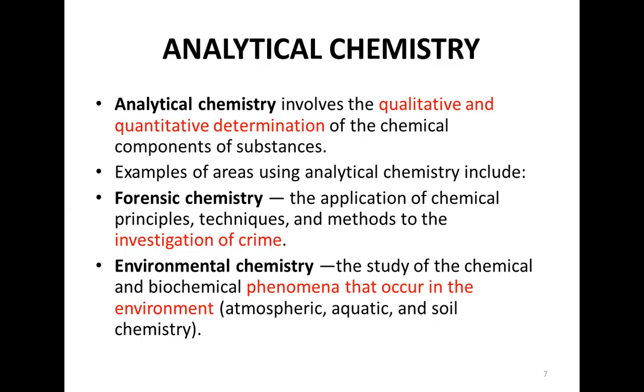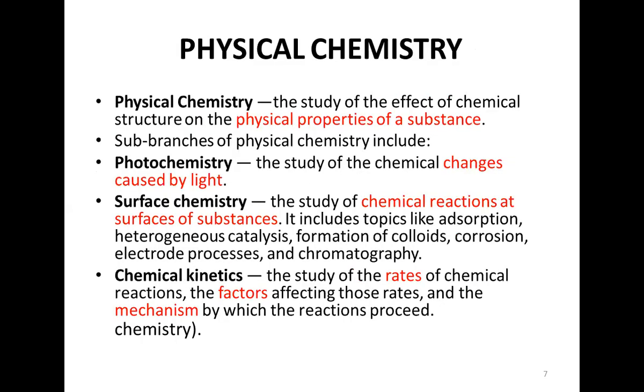So it is the study of the chemical and biochemical phenomena that occur in the environment. And the environment may be atmospheric, meaning the gases, aquatic, water, and the soil. So the environment is the combination of the three components: atmospheric, aquatic, and the soil. If you study all these phenomena in the environment, that is called the environmental chemistry.